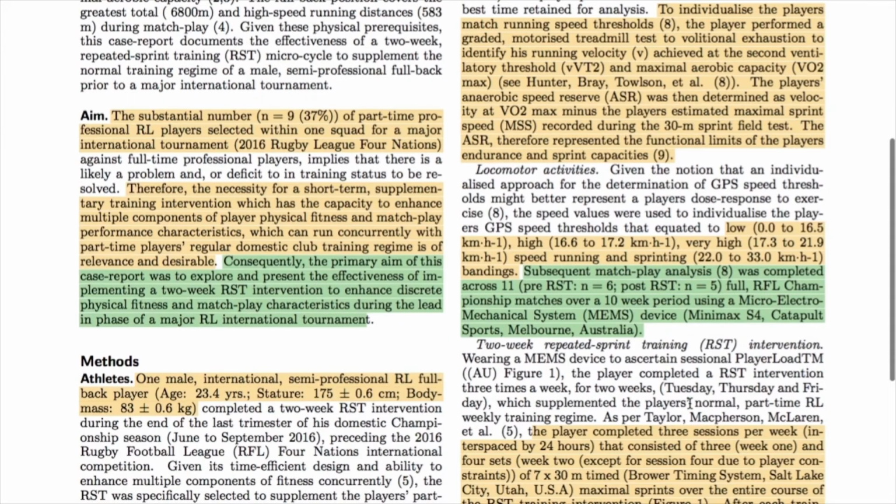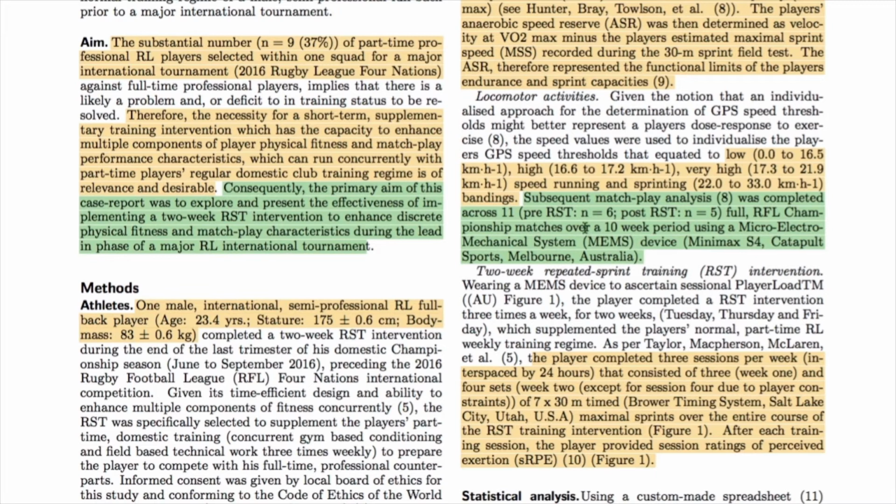We then used these metrics and monitored our player for six games pre and five games post the repeated sprint training, and obviously only took in full games, and we used the Catapult Minimax S4 unit. So once we'd done our pre-test, the player did 2 weeks of repeated sprint training, and this was adapted from Taylor's paper, which is cited at the end of the presentation.